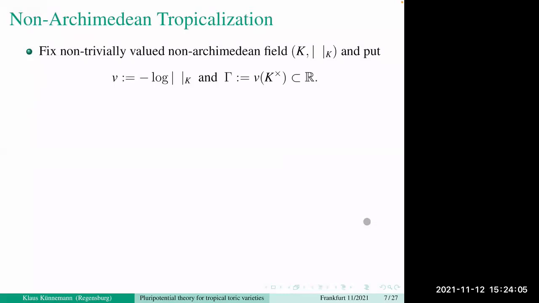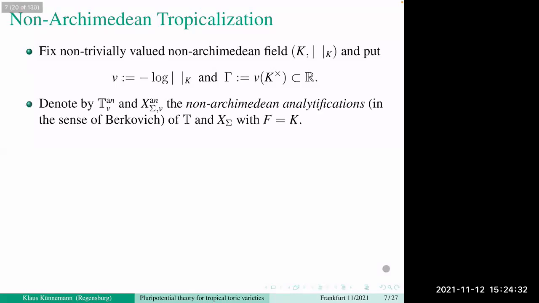So here we fix a non-Archimedean ground field. We want a field together with an absolute value which satisfies the ultrametric triangle inequality. We want the field to be complete and non-trivially valued. And then we get an associated valuation, and we also have a value group for these data. For example, you can choose here Q_p or many other fields.